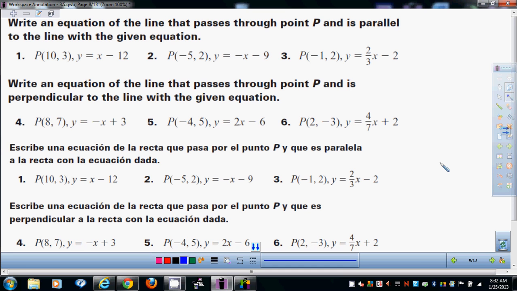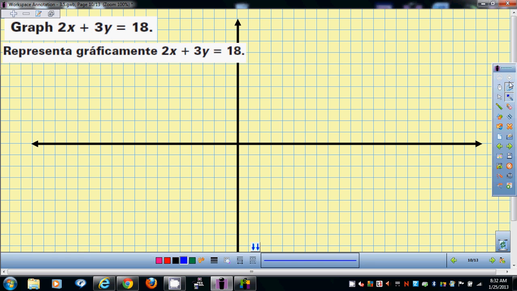That's parallel. What would be perpendicular to it? Negative 3/2. Okay, here we go. Graph. Now, they gave us an equation in standard form. But we know the easiest way to graph it is for it to be in slope-intercept form. So how can we put it in slope-intercept form?